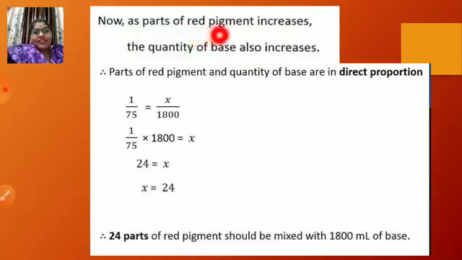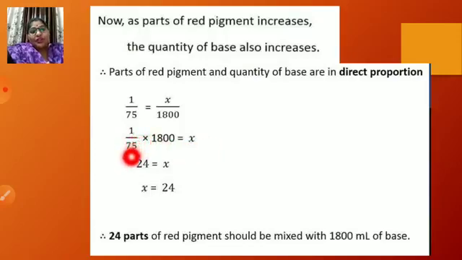So let us see now, see this. Now as the parts of red pigment is increasing, the quantity of the base also increases. Hence it is in the direct proportion. So 1 upon 75 is equal to x upon 1800. I will transpose this 1800 to left hand side. It will be 1 upon 75 multiplied by 1800 is equal to x.